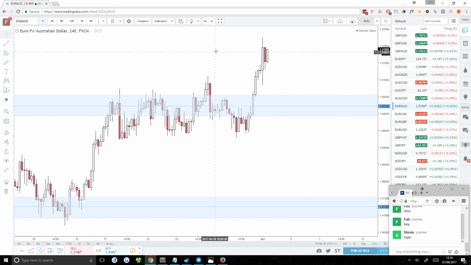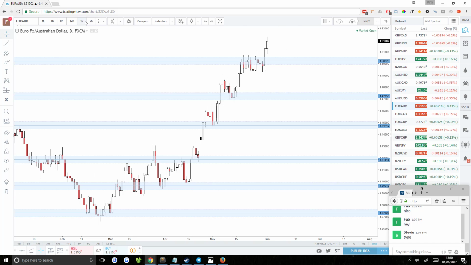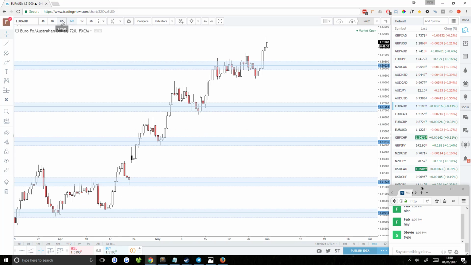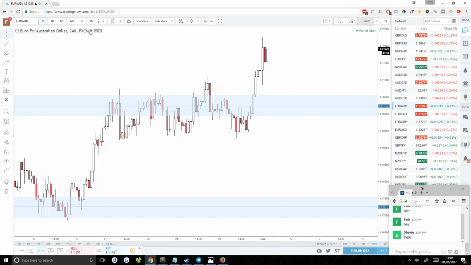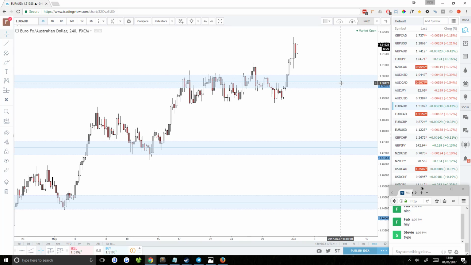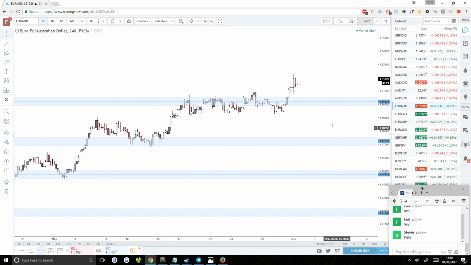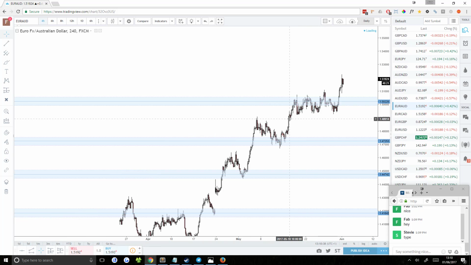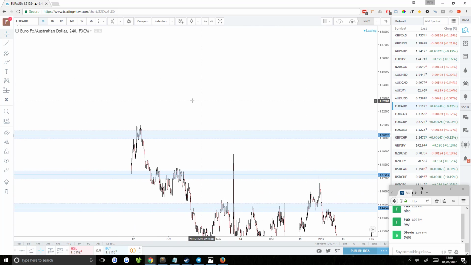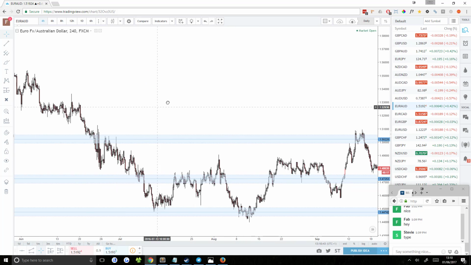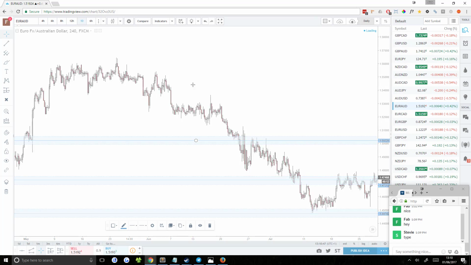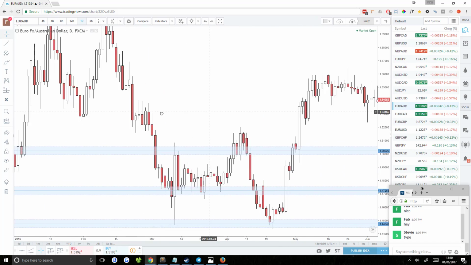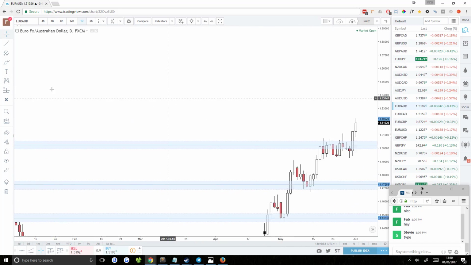All right, Euro AUD. AUD is just kind of like, I don't know what it is about it. It's just moving weird. Let's place a support resistance up here. Go to the daily chart first, of course.